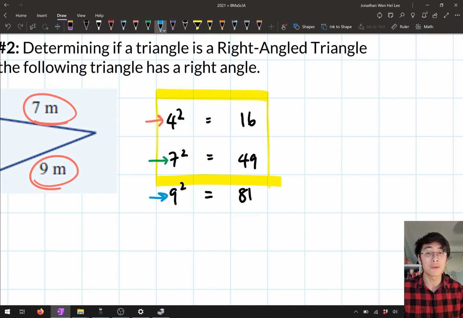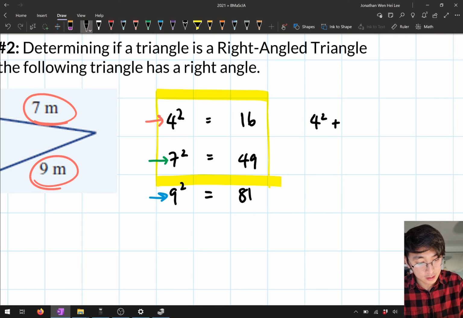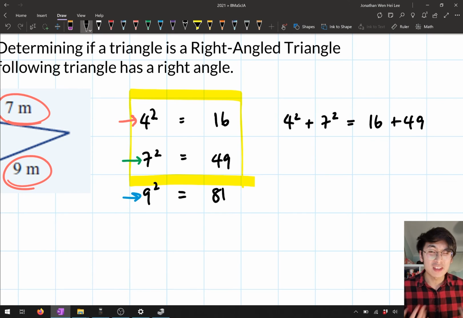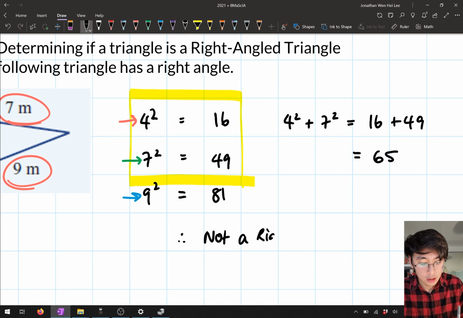And when I add up the squared versions of my two shorter sides, if it equals the square of the longer side, that means I've got a right angle triangle, and that's great. Okay, so let's do this. 4 squared plus 7 squared is equal to 16 plus 49. 16 plus 49 actually gives me 65. And if you have a look here, 65 isn't equal to 81. So therefore, this is not a right angle triangle.